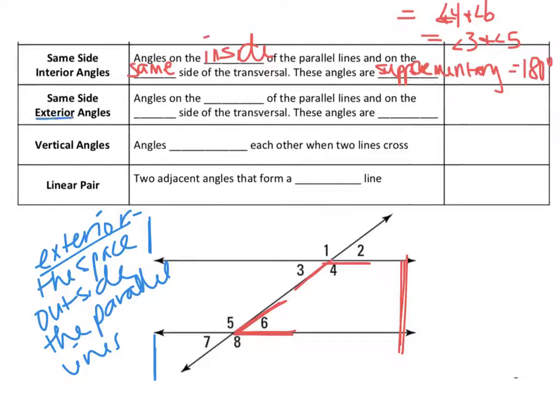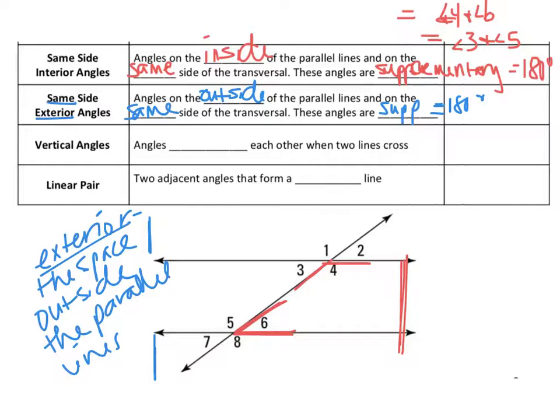So if we take a look at same side exterior angles, would be angles on the outside of the parallel lines and on the same side of the transversal. Again, these angles are supplementary, meaning that they equal 180 degrees.